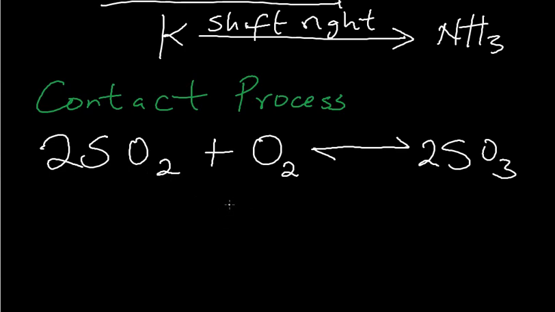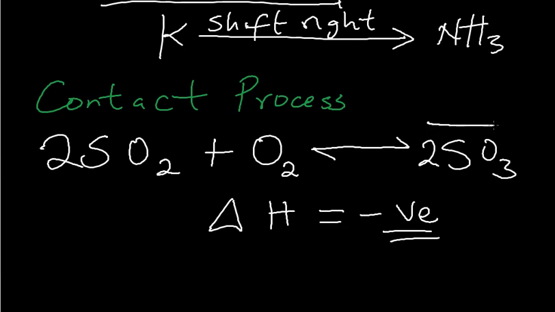The enthalpy is also negative. Because the enthalpy is negative, you know very well that for us to yield more sulfur VI oxide, we'll have to decrease the temperature of the system so that the equilibrium will shift to the right. I hope you understand the principle behind this.